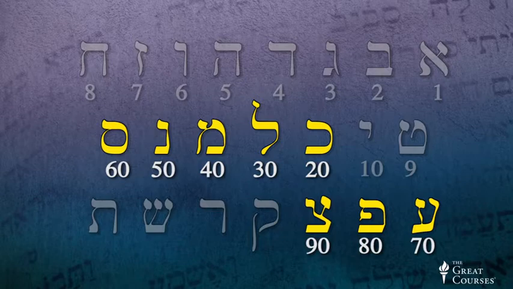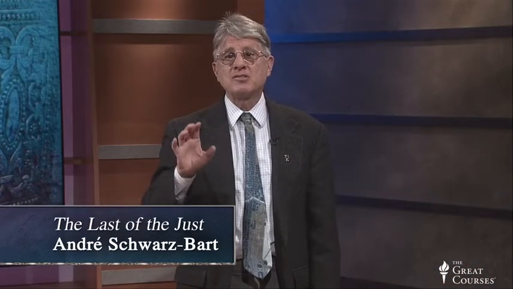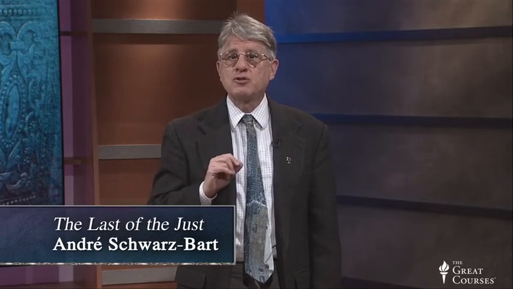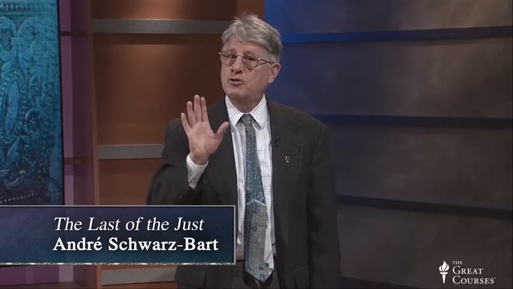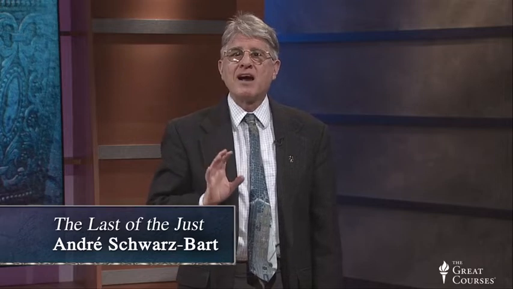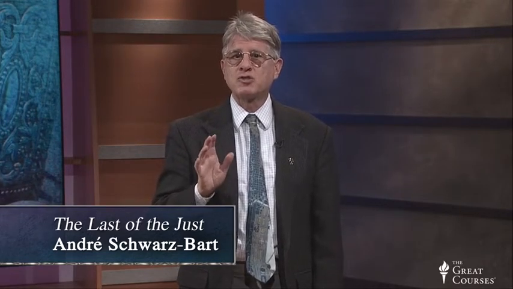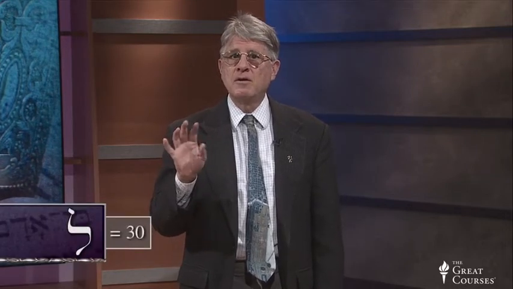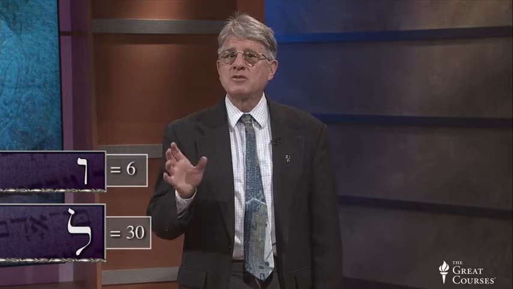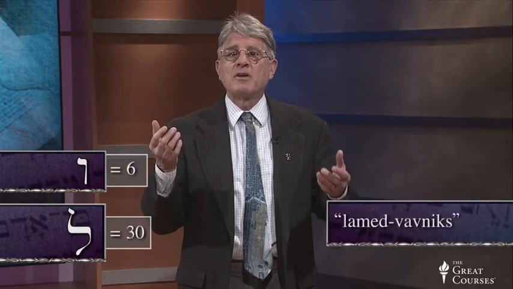Tzadi is 90. Many years ago, there was a novel called The Last of the Just, based on the Jewish tradition that God only keeps the world in existence for the sake of 36 righteous people. They're all anonymous. Lamed equals 30, Vav equals 6. So these people are called the Lamed Vavniks.